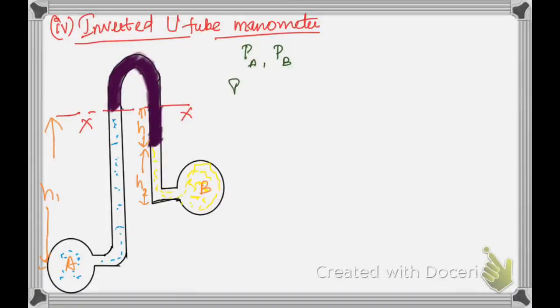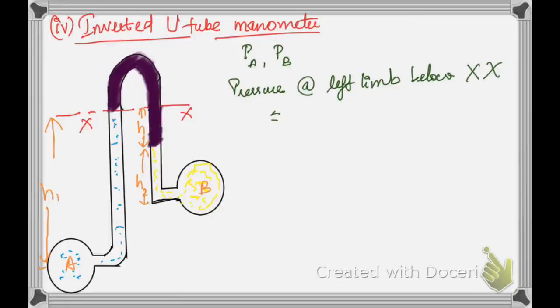So I am writing here, pressure at left limb below XX is equal to PA minus rho 1 G H1. In the normal differential manometer, we use a plus sign for the normal U-tube manometer. The difference between inverted and normal manometer is that here we use the minus sign to calculate the pressure, because it is inverted.